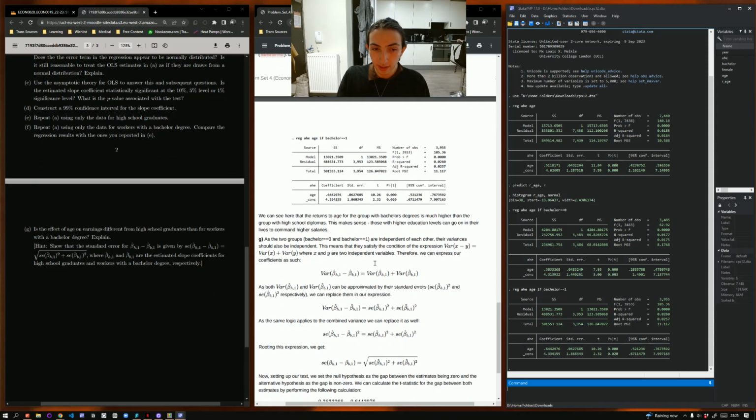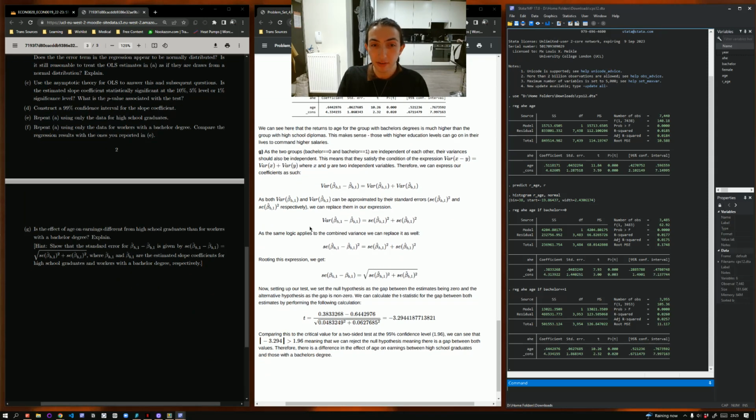Now for G, which is the last one, it's a little complicated. Essentially this relies on, I noted this down somewhere, it was in my book, but I don't remember where I got it. There's an expression which basically states that if two variables are independent of each other, then the variance of these two variables minus each other is equal to the variance of them adding each other. So the variance of x minus y is equal to the variance of x plus the variance of y.